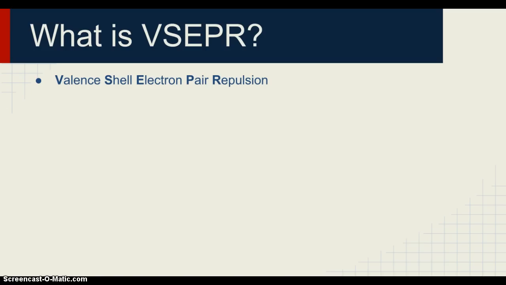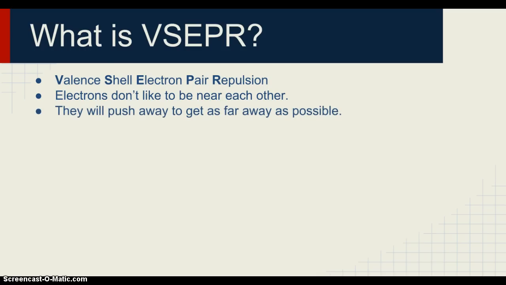So what is VSEPR? Well, it stands for valence shell electron pair repulsion. Essentially, it's a very simple concept. Electrons don't like to be near each other. So they're going to push away to try to get as far away as possible from each other. And that's going to lead to the different three-dimensional shapes of molecules that we're going to see.